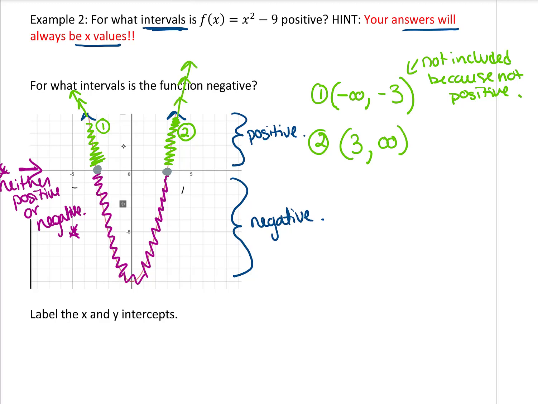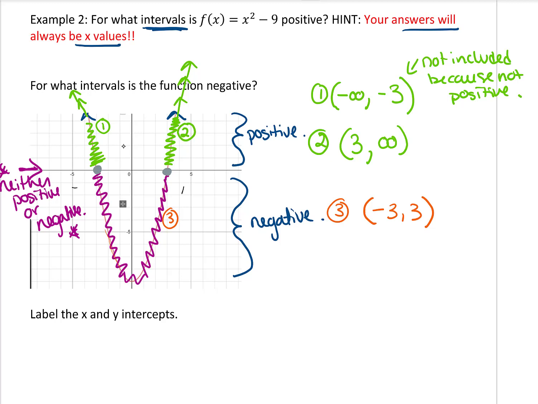Now the negative interval is everything between -3 and +3. So the entire graph between -3 and +3 is negative. We use round parentheses because the graph is changing from positive to negative at the x-intercept, and at the x-intercept it is neither positive or negative.